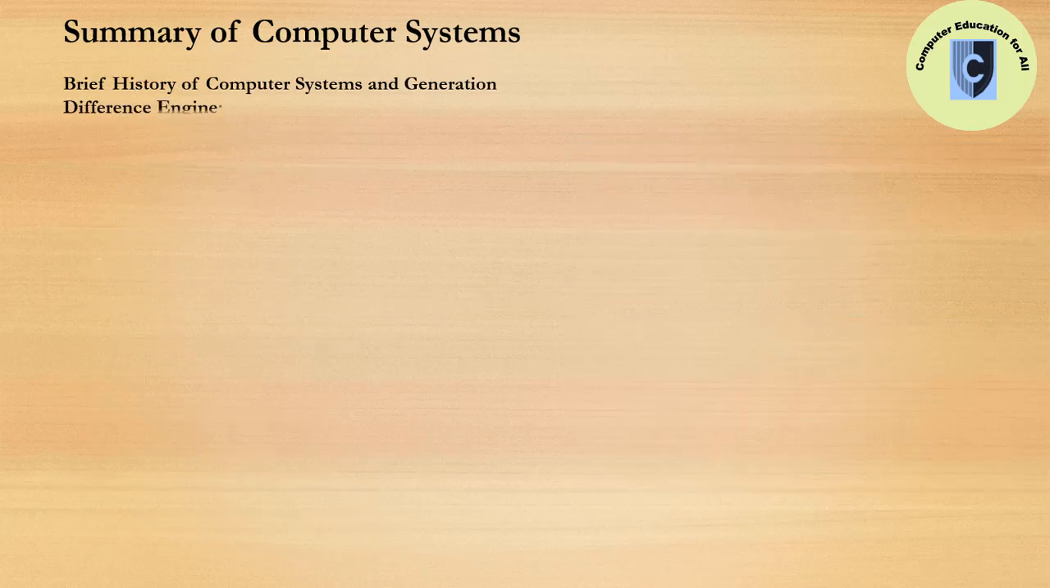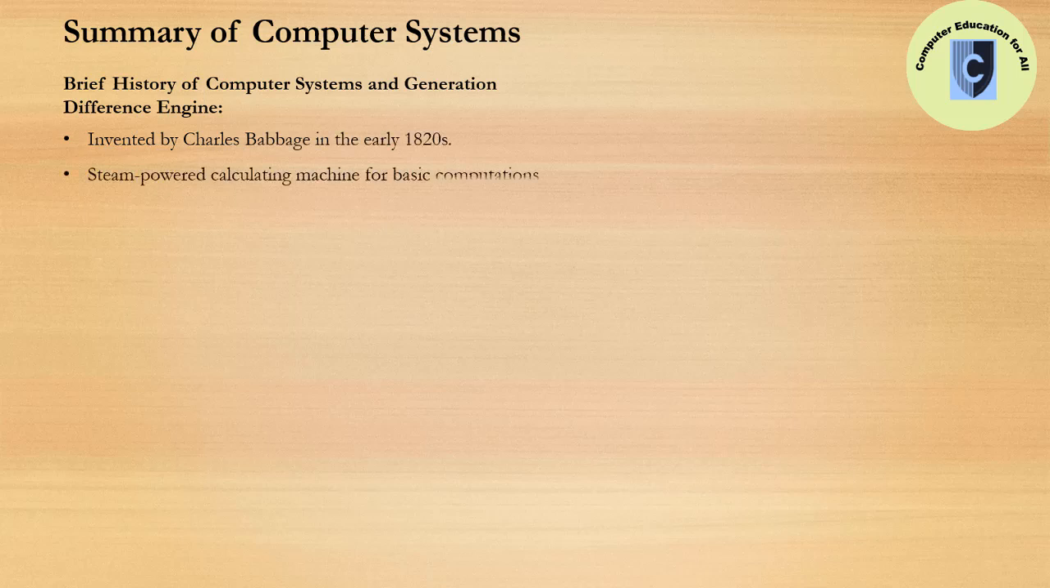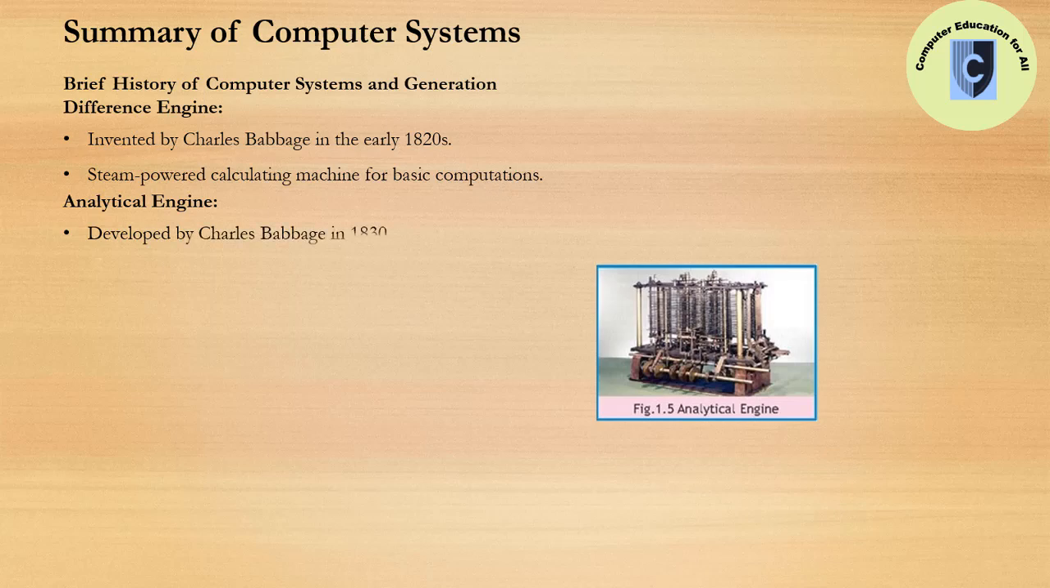Difference engine. Charles Babbage's early 1820s invention, the difference engine, was a steam-powered calculating machine for basic computations. Analytical engine. Charles Babbage's analytical engine in 1830 was a mechanical computer that used punch cards, capable of solving complex mathematical problems and storing data.